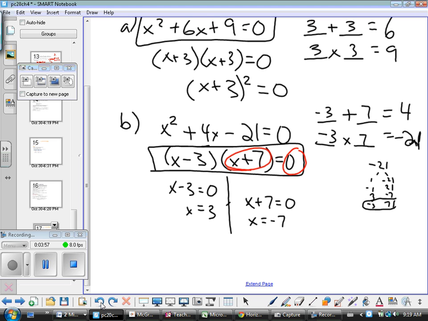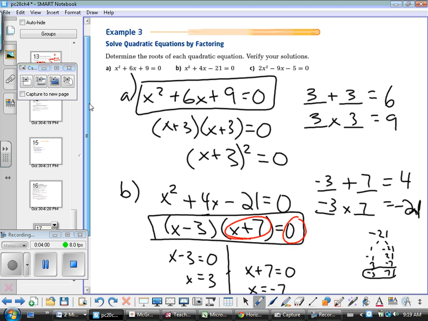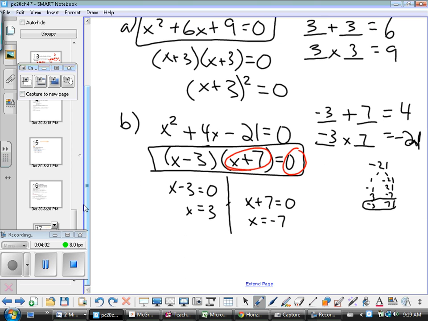And then C says 2x squared minus 9x minus 5.